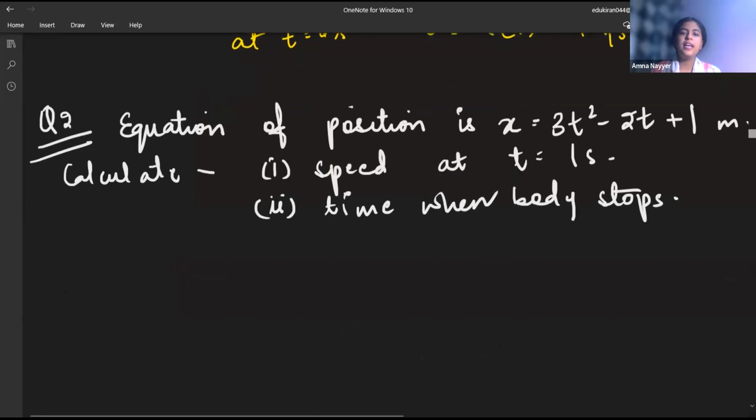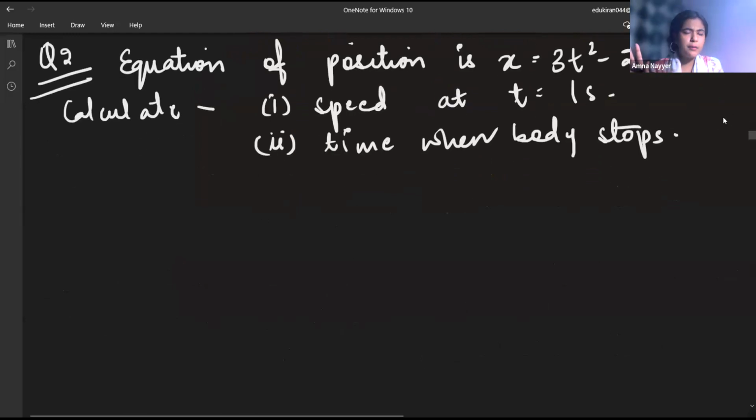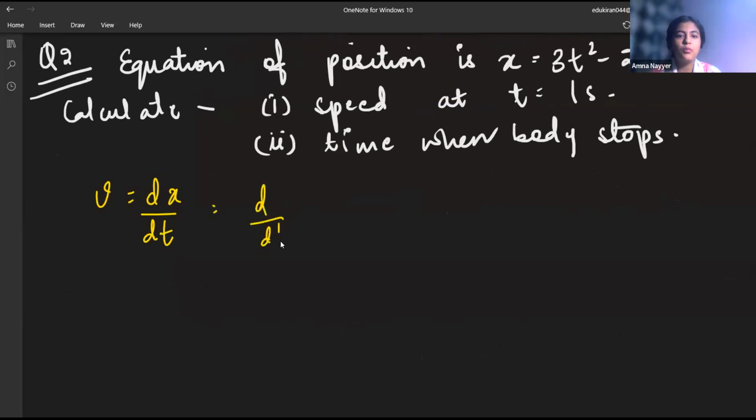Look here. When we are differentiating, this is clear to all of you that this is instantaneous speed. Why? Because t is equal to 1 second is given. So it means we have to find dx over dt. What is the equation of x? We have to differentiate 3t square minus 2t plus 1. We have to differentiate this whole term.